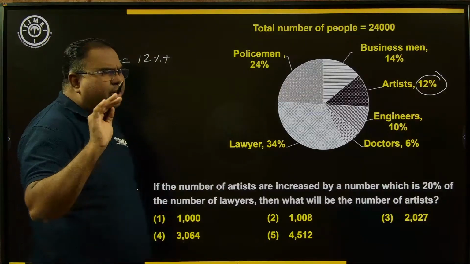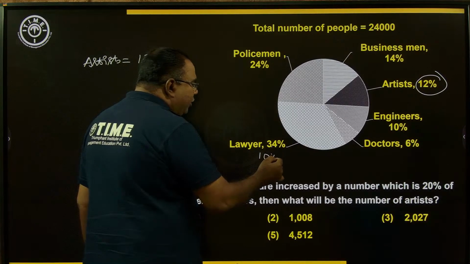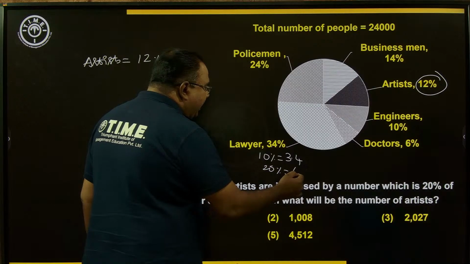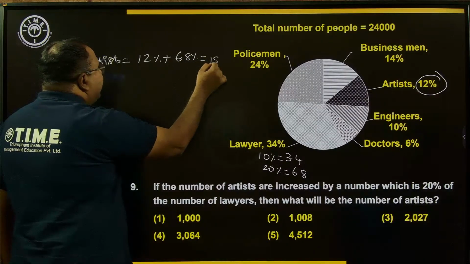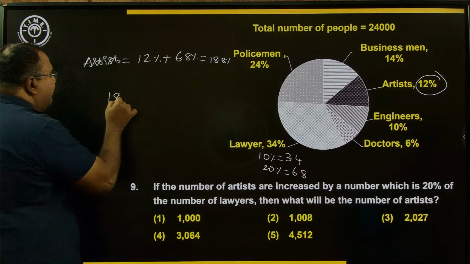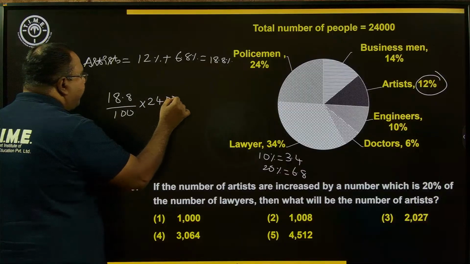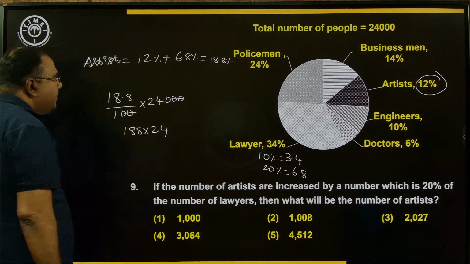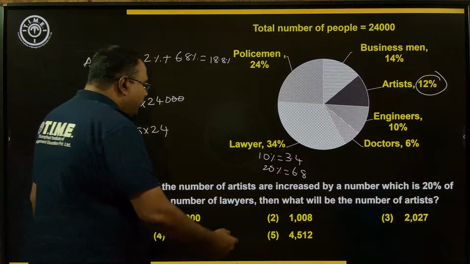Let us not convert all these into values, not required. In percentage only, I will tell you. 10% of 34% lawyers is 3.4. 20% is double, 6.8. So this has increased by 6.8%. So it is 18.8%. So find the number of artists. It is 18.8% of 24,000. So it is 188 into 24. 188 into 24 has to be 4512.